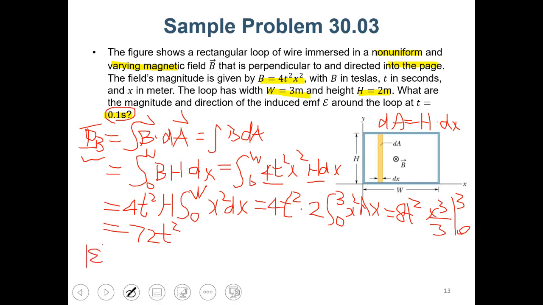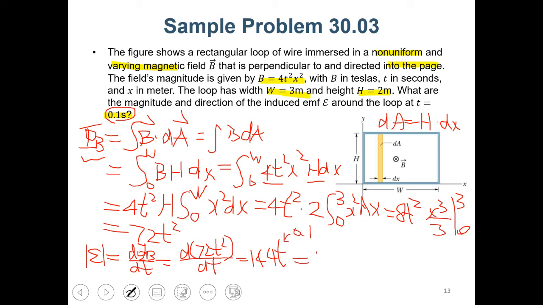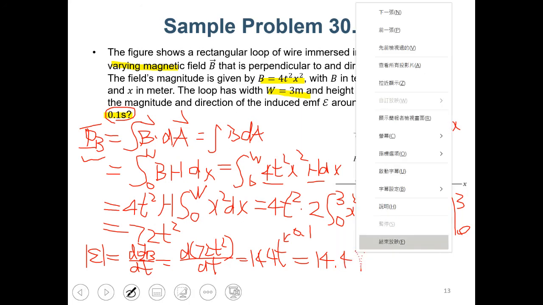So E should be d phi B dt. So d of 72t squared over dt should be 144t, and then we substitute t equals 0.1, so it should be 14.4 volts.